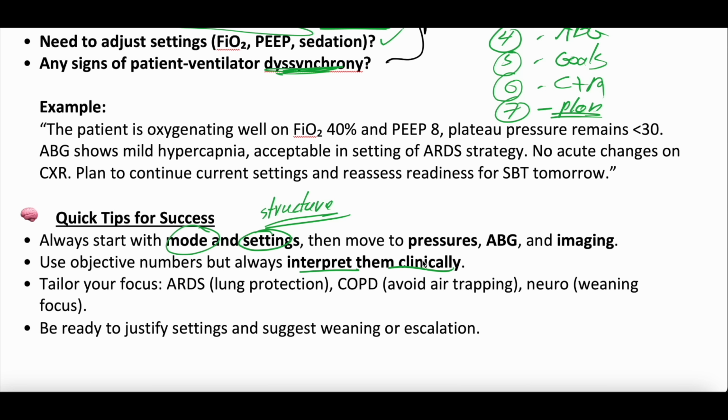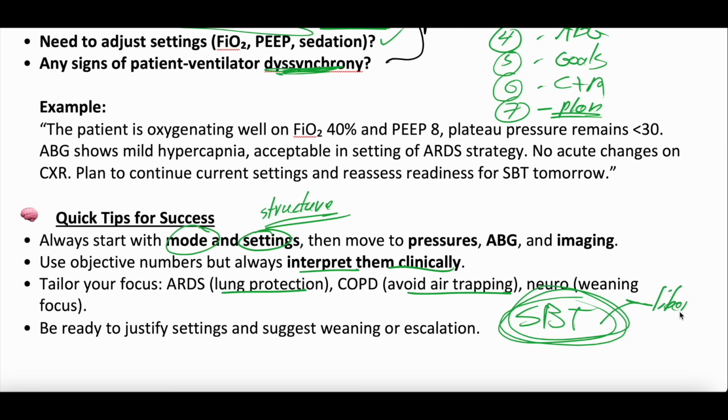And when you are interpreting, you can come up with a plan and instill some subjectivity to that plan. Tailor your focus in the plan for whatever you're treating. Is it ARDS? Is it COPD? And be ready to talk about the settings they're on, suggest weaning or escalation, and always talk about, are they ready for their spontaneous breathing trial? Anyone on a ventilator, the goal is always to liberate them from that ventilator.